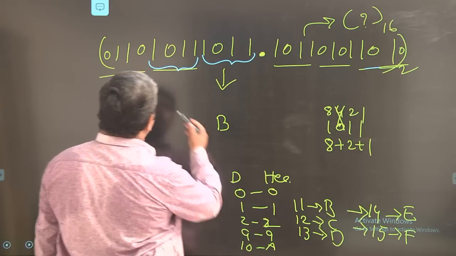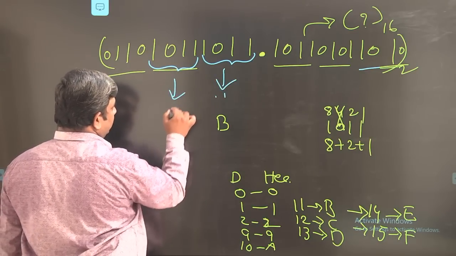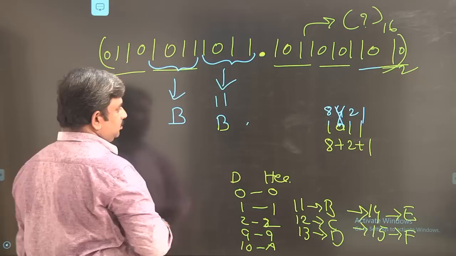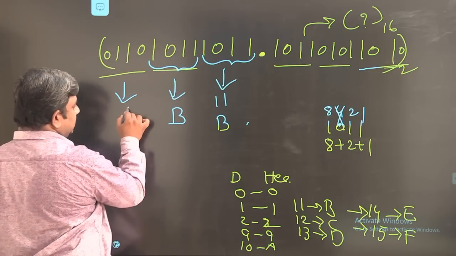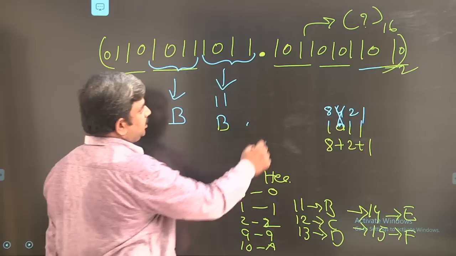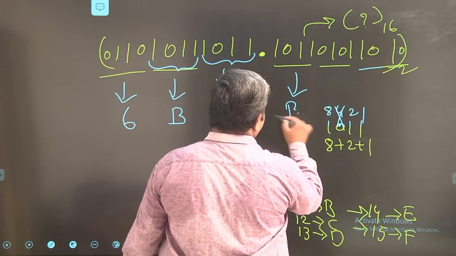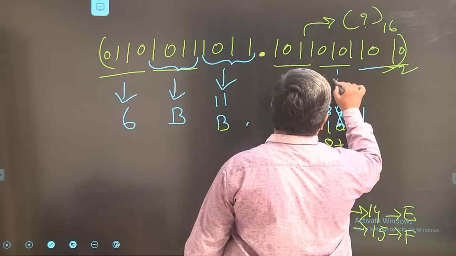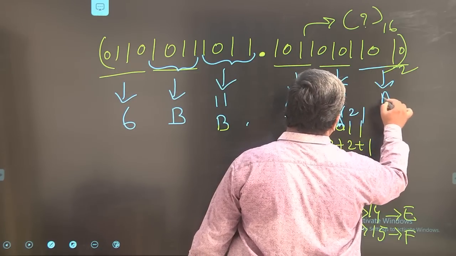What is the value of 1011? 8 plus 2 plus 1, that is 11. That is equal to, again this value goes B. Next, this value 0110, this value is 6. Next, this value 1011, this is B. 0101, the value of this one is 5. 1010, the value of this one is A.